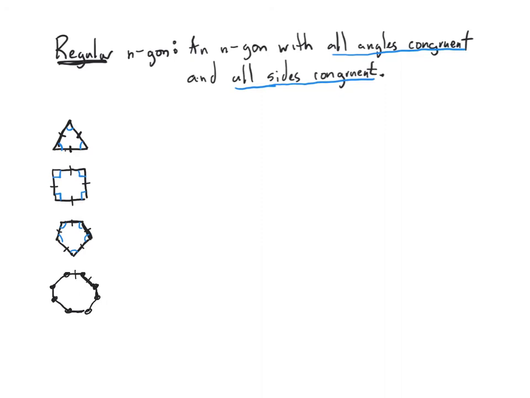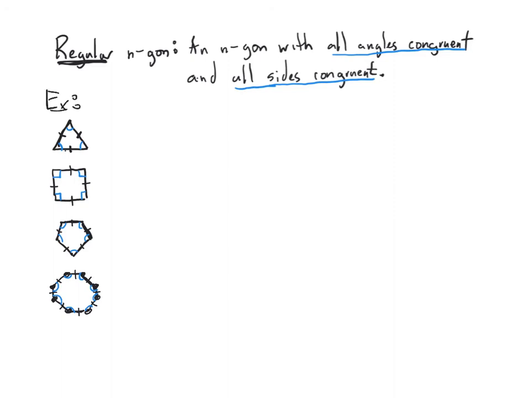So every side is the same length. Look at that. And every angle is the same measure. So even if you're not a good drawer like me, you can fudge it just by putting in some angle markings. Now there are some examples.